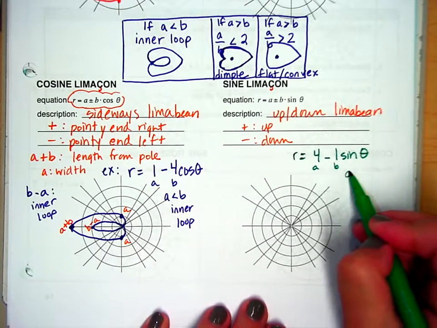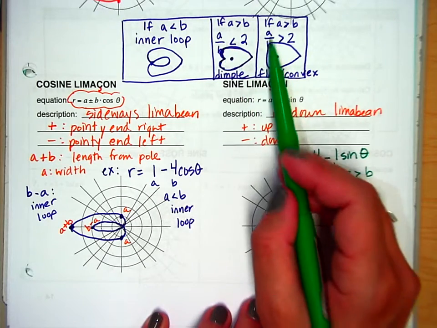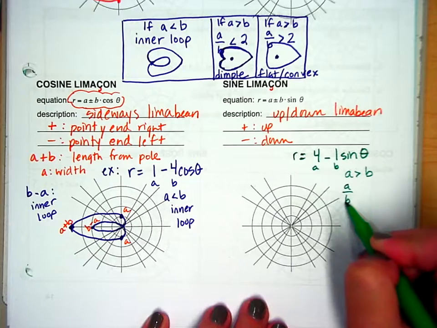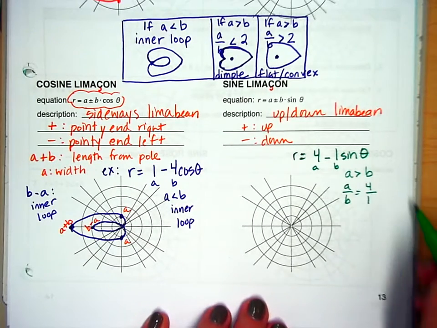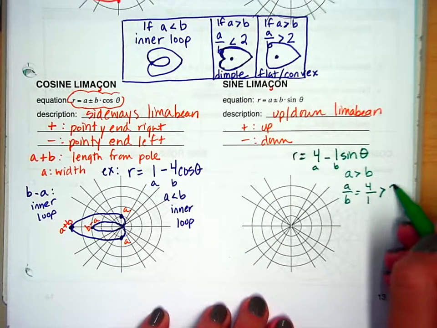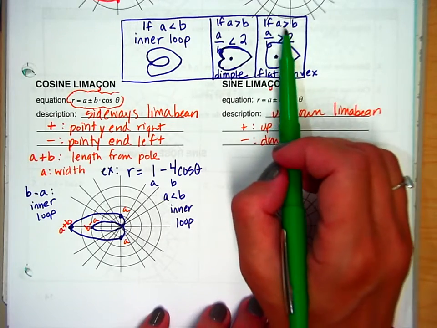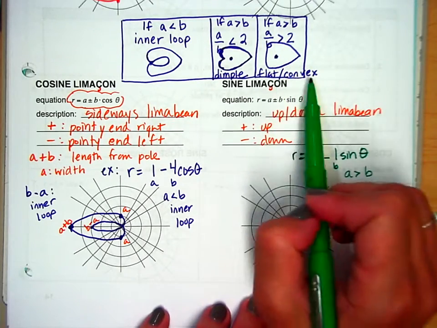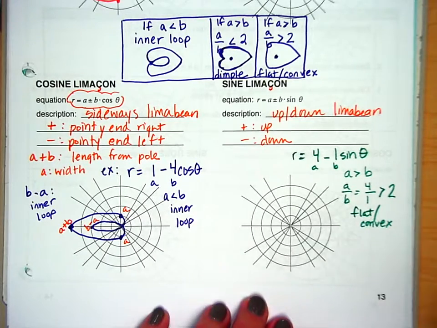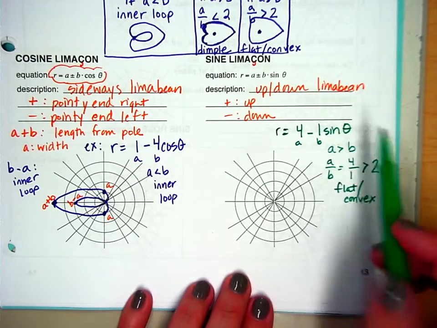All right, so there's my A, there's my B. A is obviously bigger than B. So as soon as I know that A is bigger than B, I have to do that ratio. So I just do A over B. In this case, it'd be 4 over 1. Is that bigger or less than 2? Bigger than 2, for sure. 4 is bigger than 2. So when it's bigger than 2, it is flat or convex. We use those words interchangeably. Convex is a little prettier.